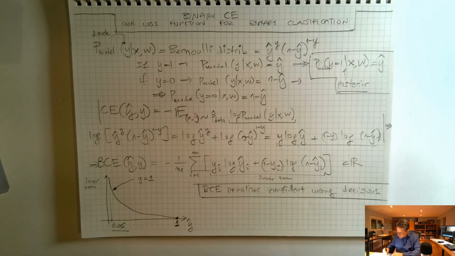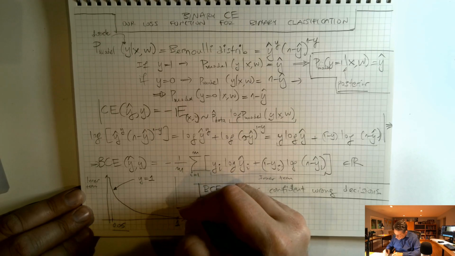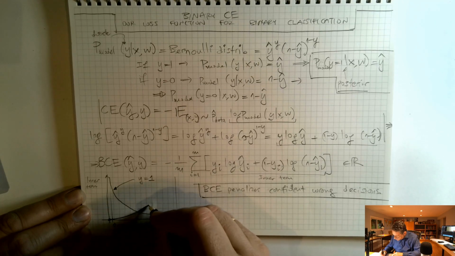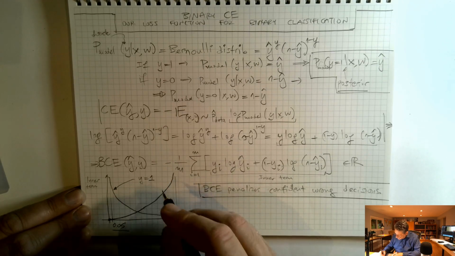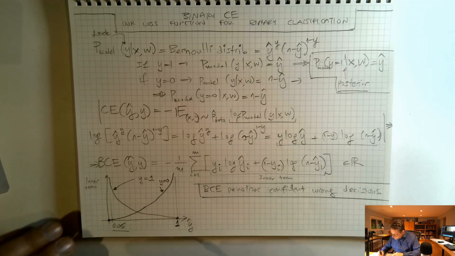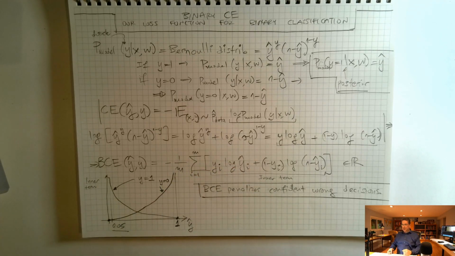And we can actually also draw the corresponding curve for y is equal to 0, and it should be symmetric. Obviously in the handwritten kind of way, they are not really symmetric here, but this is quite important to realize the behavior of binary cross entropy, penalizing confident wrong decisions.